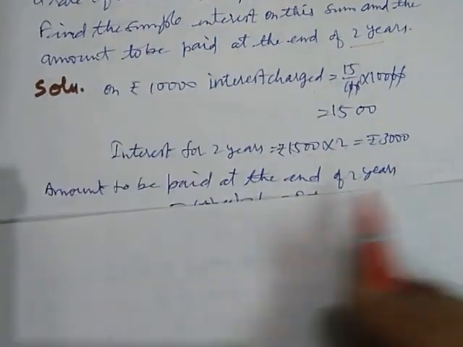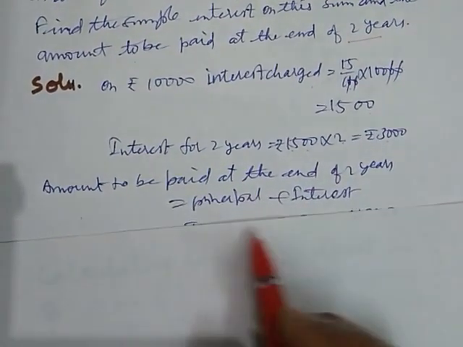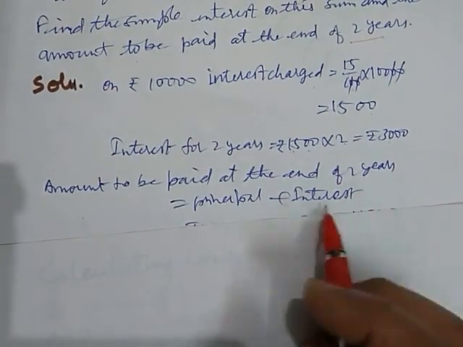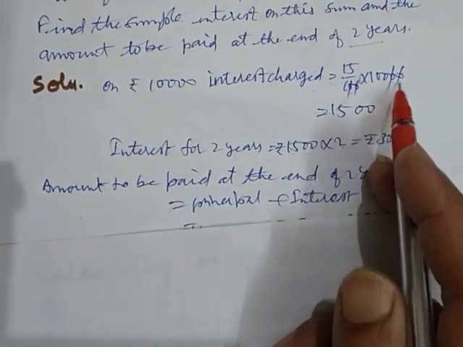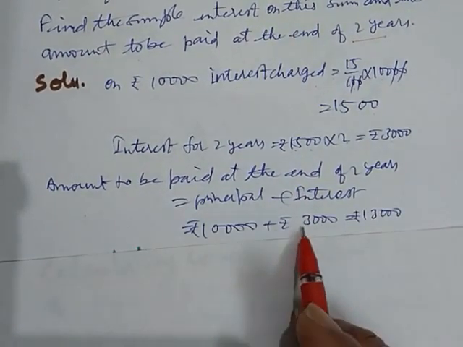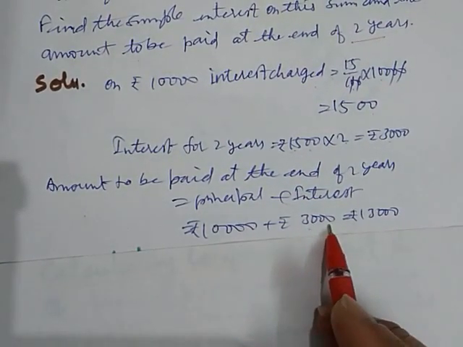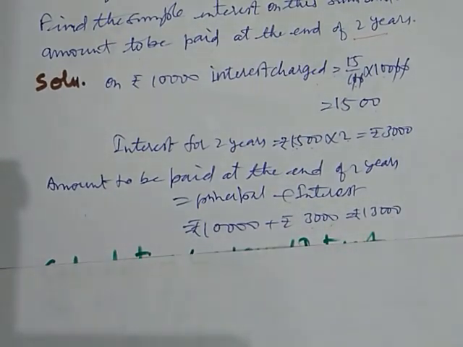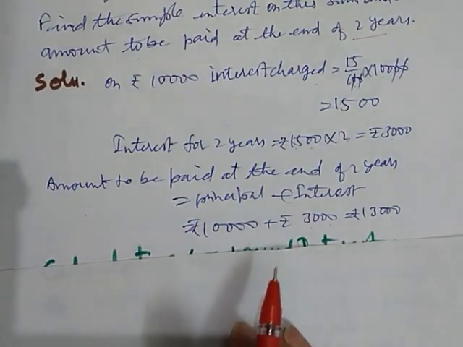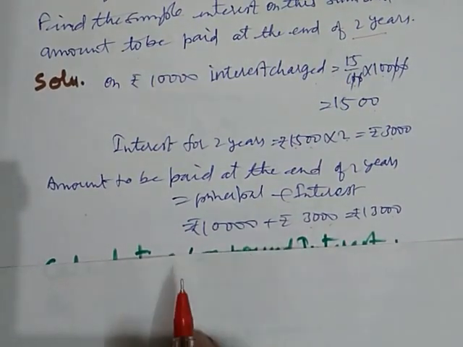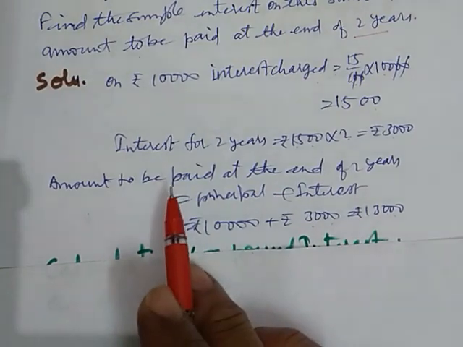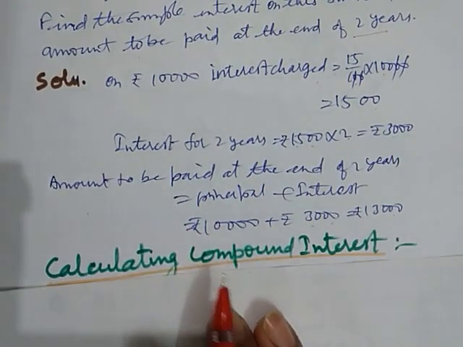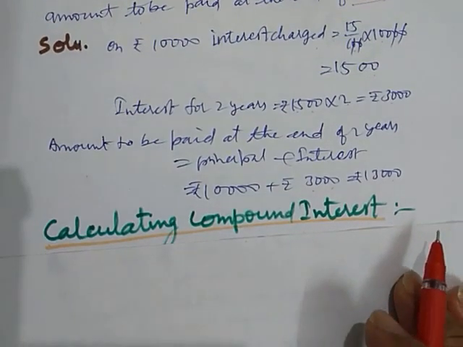The amount to be paid at the end of 2 years equals principal plus interest. The principal amount is 10,000 and the interest is 3,000. So 13,000 rupees is to be paid by that person after 2 years. This way we calculate the simple interest. Now we calculate compound interest.